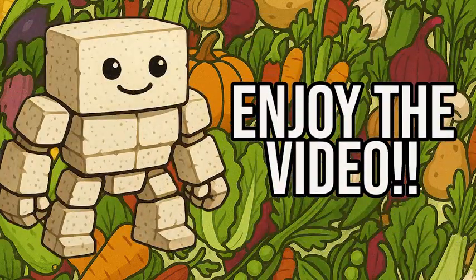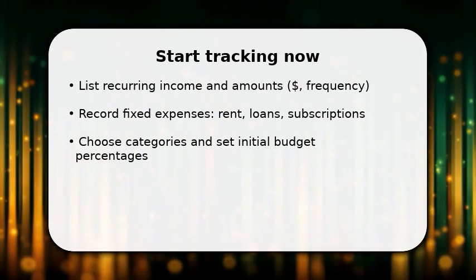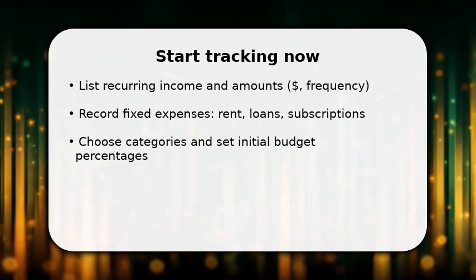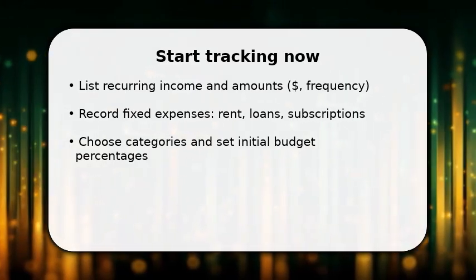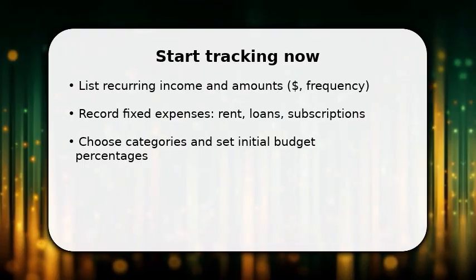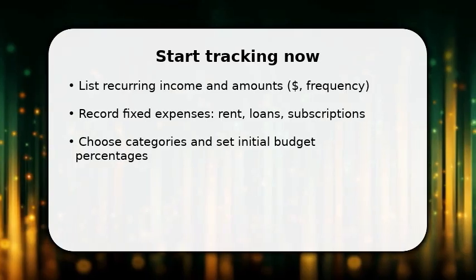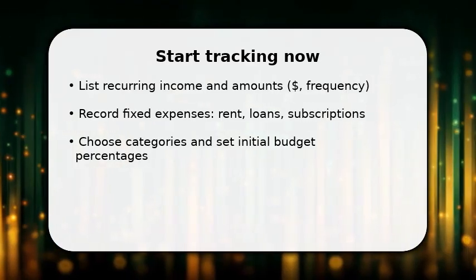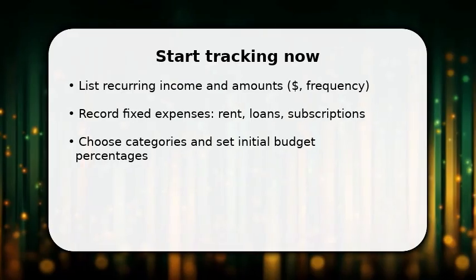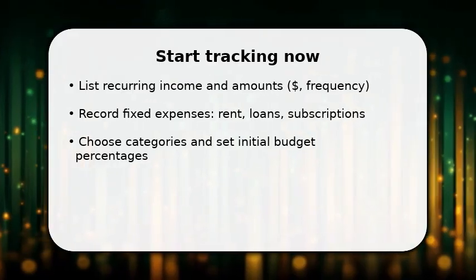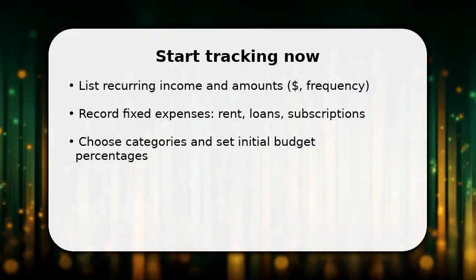Please enjoy the video. You begin by listing all income sources with exact amounts and timing so you know cash flow. Next, enter fixed expenses like rent, loan payments, and subscriptions into the tracker. This locks baseline obligations. Once done, create category labels and assign budget percentages to essentials, wants, and savings.